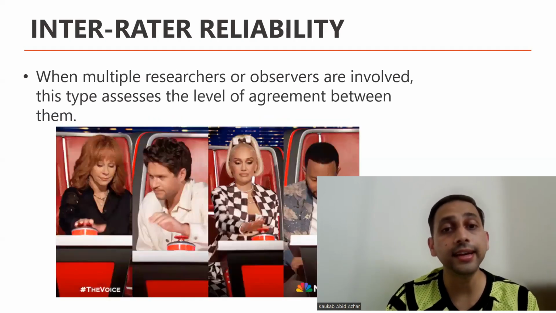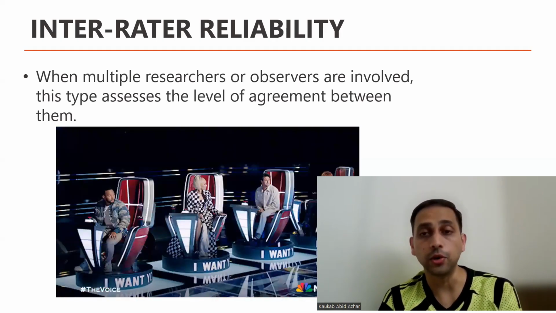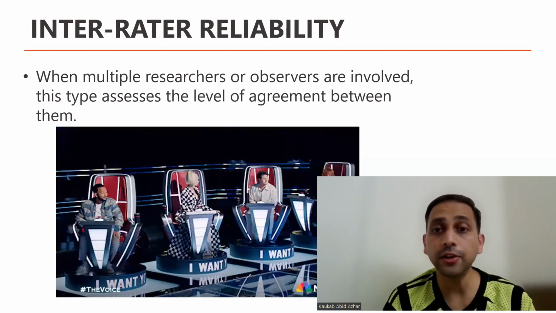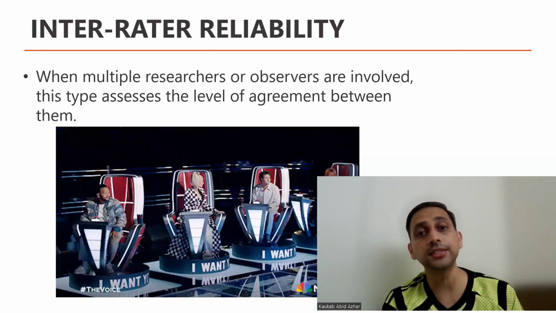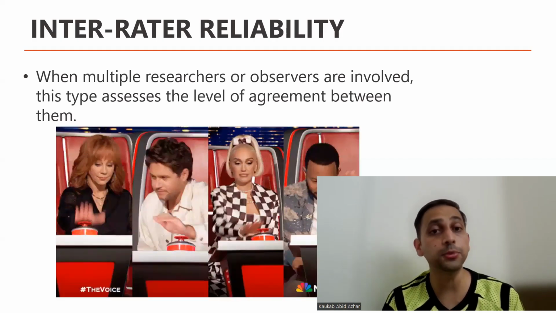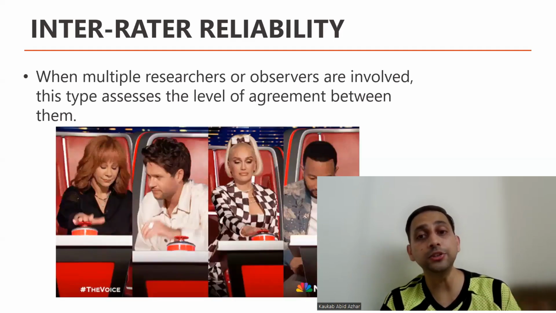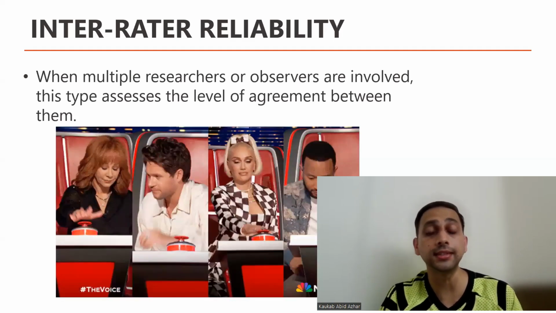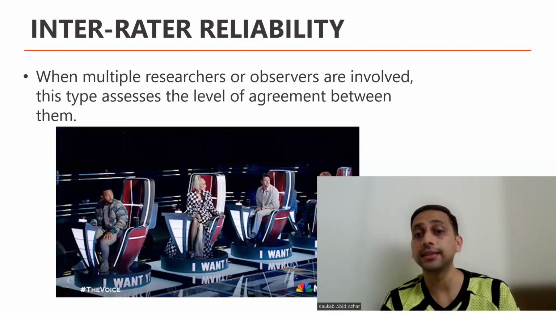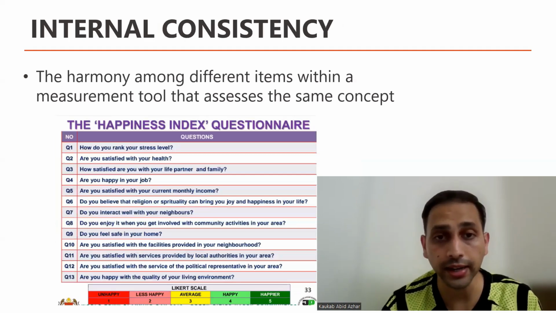The next is inter-rater reliability. So when multiple researchers or observers are involved, this type assesses the level of agreement between them. Let's think of a talent hunt show where different judges score a performance. If all judges give similar kind of scores, the judging process has high inter-rater reliability. Now, this is crucial because it ensures that different observers interpret the results similarly. That's where the consistency comes in. And without it, subjective biases could skew the results, which could lead to unreliable findings.